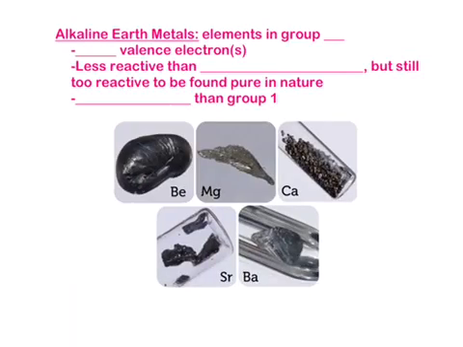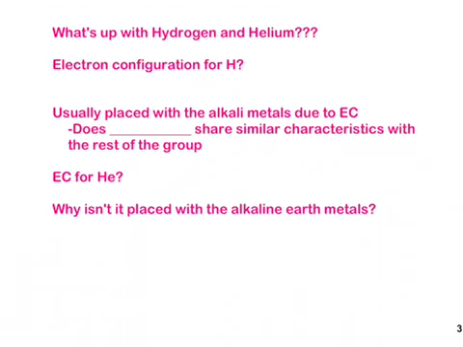In our group 2, we have the alkali earth metals. These elements have 2 valence electrons. They're slightly less reactive than that group 1, but they're still too reactive to be found pure in nature. And they're also a little bit harder than the elements in group 1. So here we have beryllium, magnesium, calcium, strontium, and barium as our 5 elements in the alkali earth metal family.